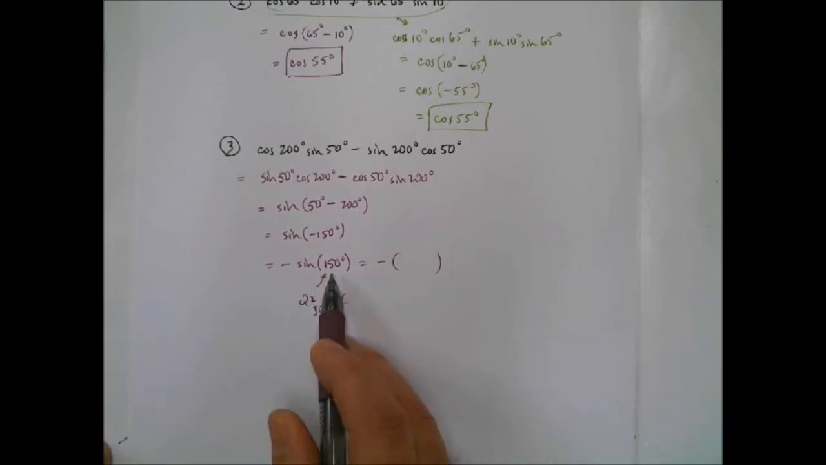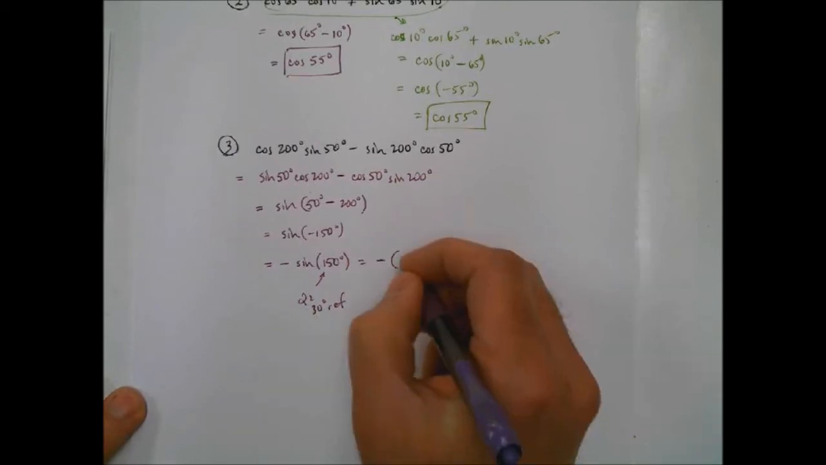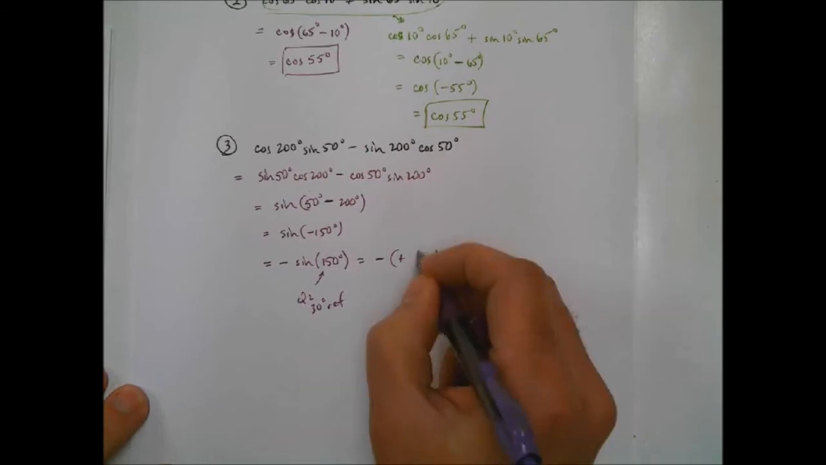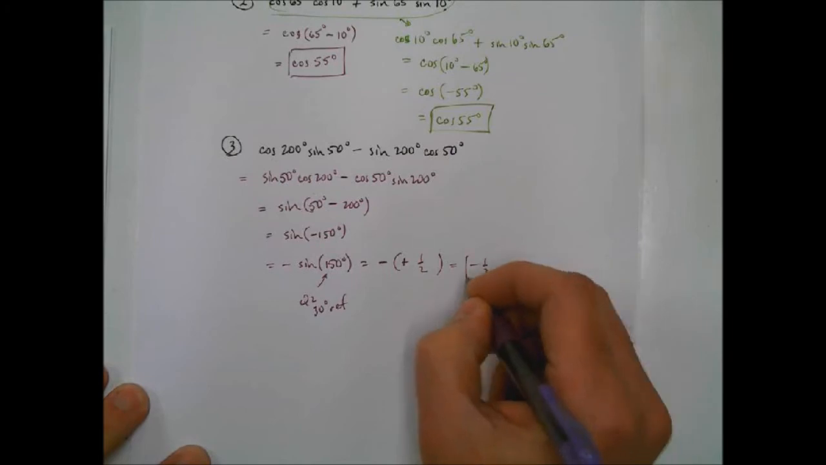But what is sine of 150 degrees? Well, quadrant 2 for sine we know is positive, and it's a 30-degree reference, and so sine of a 30-degree reference is 1/2. And so overall, the final answer is negative 1/2.